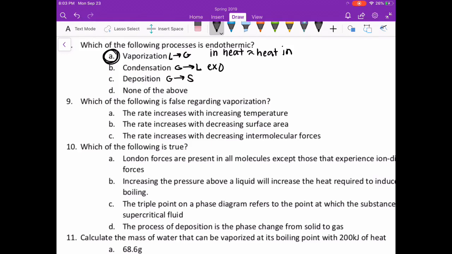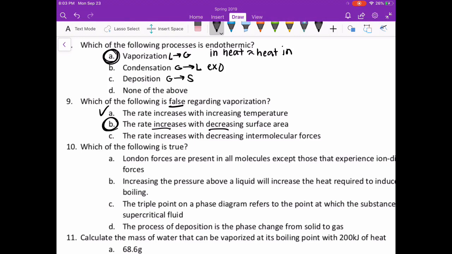9, which of the following is false regarding vaporization? The rate increases with increasing temperature, and I know that's going to be right because I'm giving those particles enough energy to break through in the form of heat. With increased temperature, they're able to break intermolecular forces a lot easier than they would be in cold temperatures.